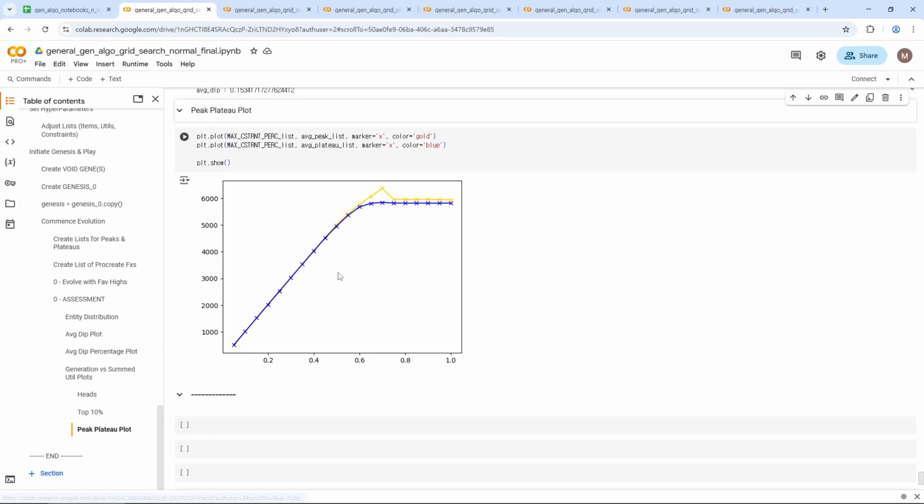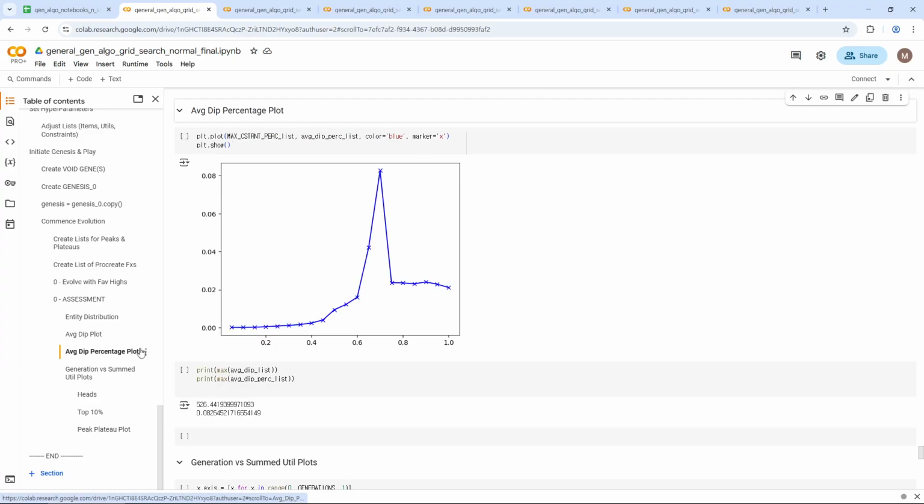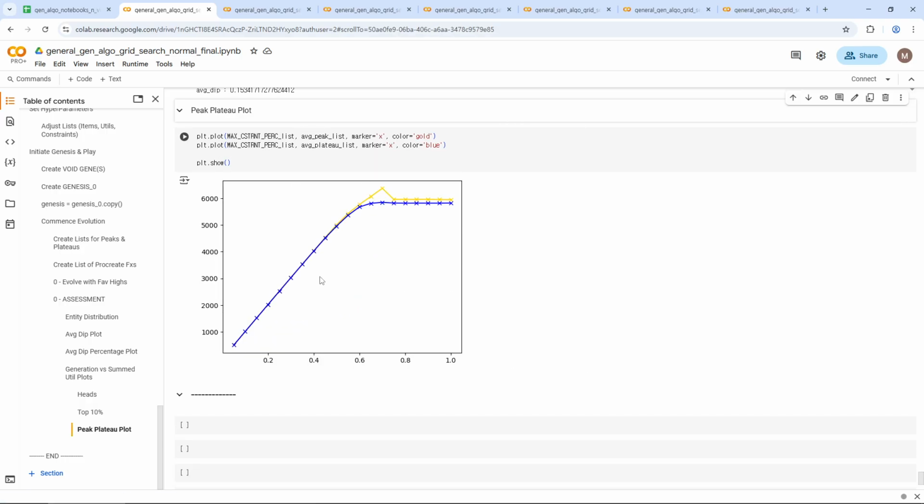And so if you look at the peak plateau plot for 100 items, this is what it looks like. Average dip plot, something very similar. Average dip percentage plot, again very similar. Very similar fashion too here. However, the average peak just dies out after, what is this? It dies after 0.7 or 70%. So this is normal distribution.